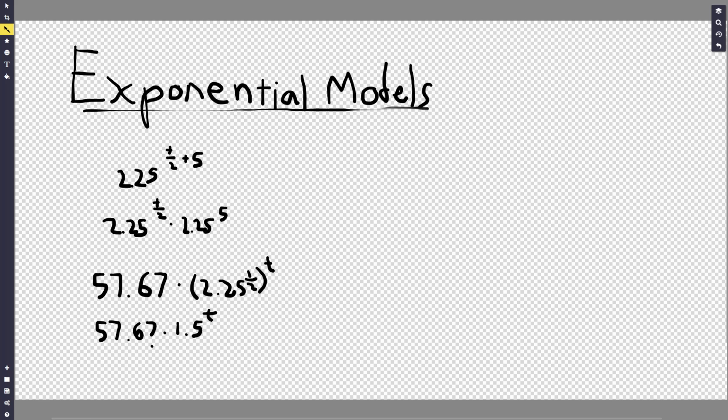And with this, we can definitively decide that this is growing, right, because it's growing by a factor of 1.5 every unit of t, which, I don't know, that could be days or years. I'm too lazy to make an example for this one.